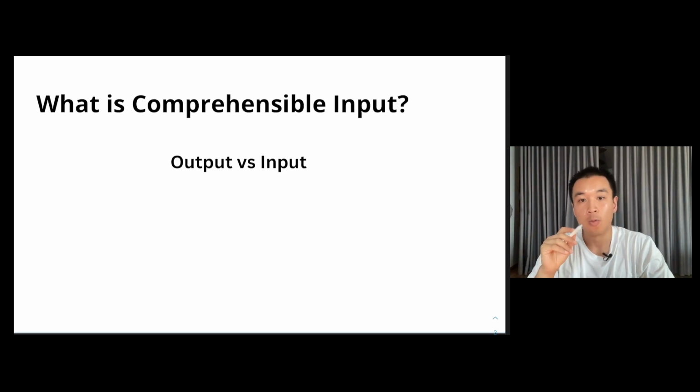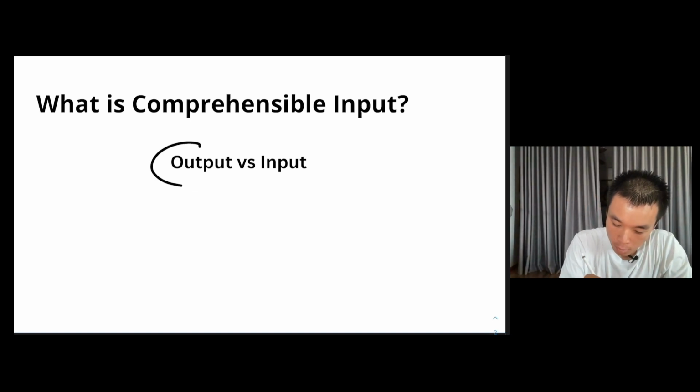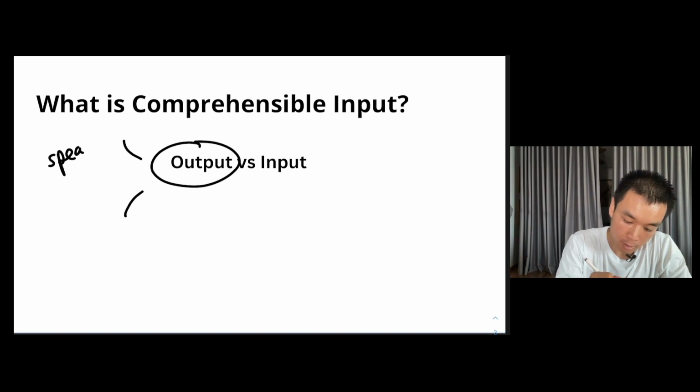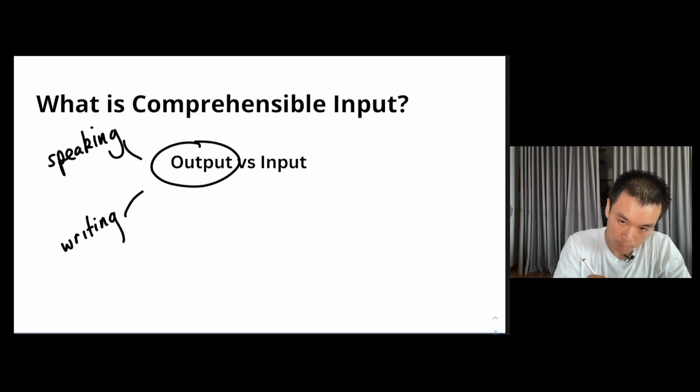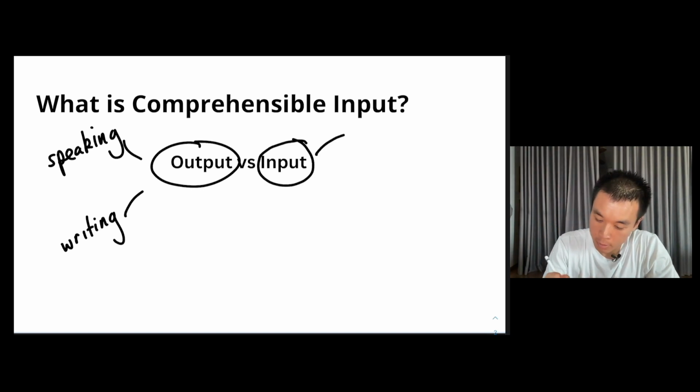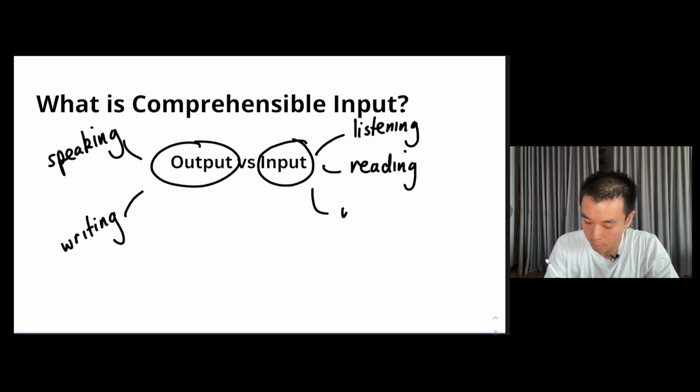To understand what comprehensible input is, you first should contrast output versus input. What is the difference between output and input? So first of all, output refers to when you're producing the language. So it's when you're speaking as well as writing. Input is when you're consuming the language, and that involves listening, reading, and watching.